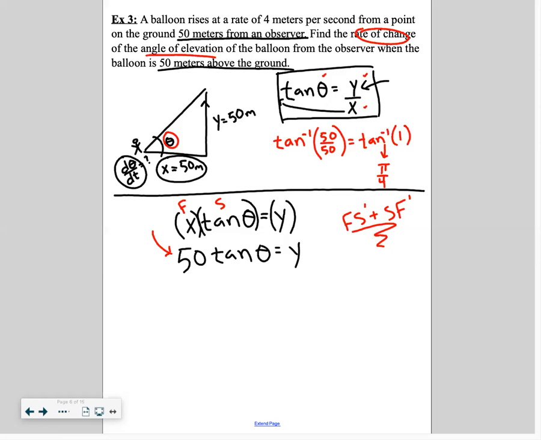Okay, so now I can take the derivative of both sides. That stays 50. Derivative of tangent is secant squared theta. This is where you get the d theta dt, because when you take the derivative of tangent theta, you get secant squared theta times d theta dt. And on this side, you've got your dy dt.